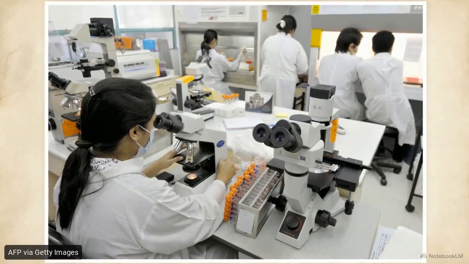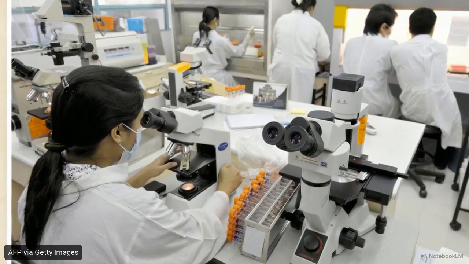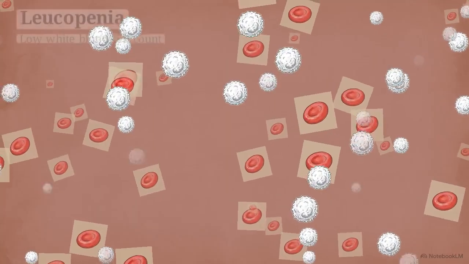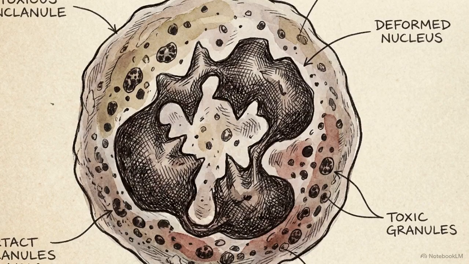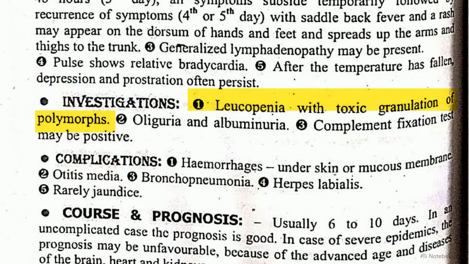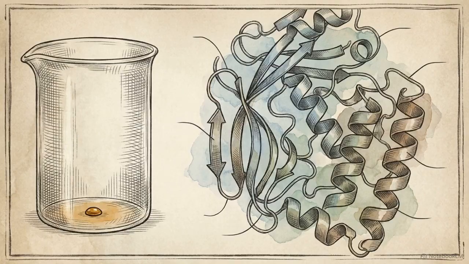Clinical suspicion must now be confirmed by laboratory data, specifically by analyzing the patient's white blood cells. The blood picture typically reveals a drop in the overall white blood cell count, accompanied by structural abnormalities within a specific type of immune cell called polymorphs. This textbook reference shows the precise diagnostic criteria: leukopenia with toxic granulation of polymorphs. The laboratory data may also reveal secondary organ strain, specifically decreased urine output, known as oliguria, and the presence of albumin protein in the urine.